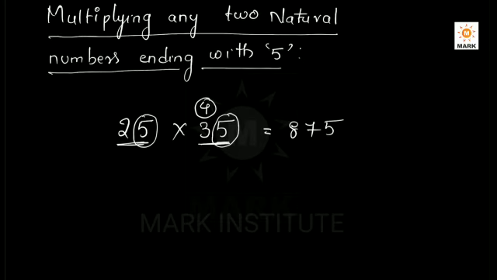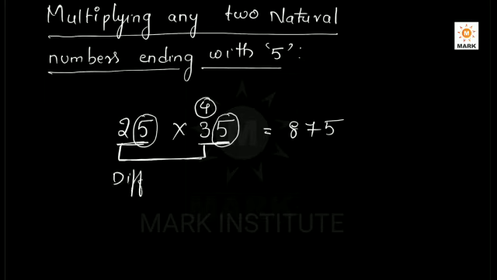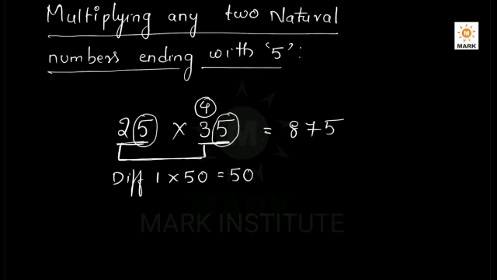Next, what is the difference between those numbers that you are handling now? The remaining digits other than 5, what is the difference of those numbers? The difference is 1. Multiply this difference with 50 and keep the number ready for the future calculations.